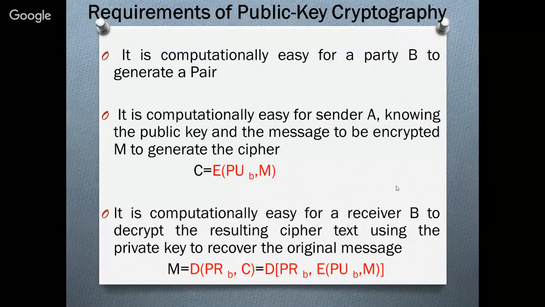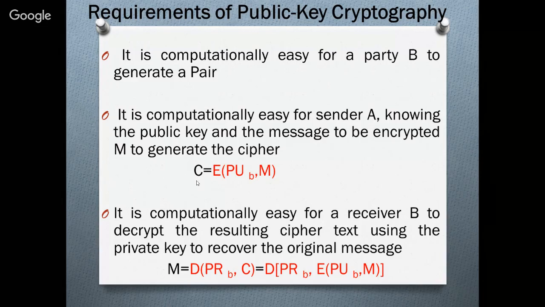That has been explained in mathematical form as C = E(PU_b, M), where B is the destination. The destination's public key is considered with the message. You're going to have an encryption algorithm for that and produce a ciphertext.